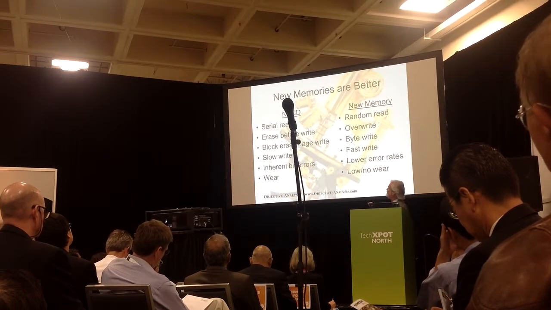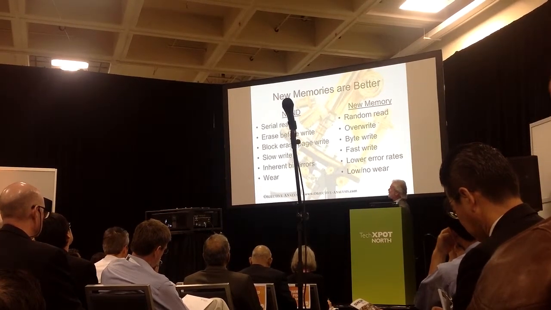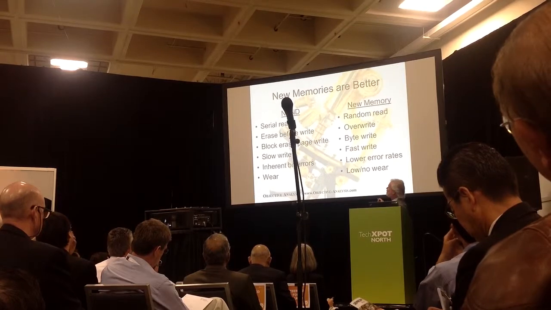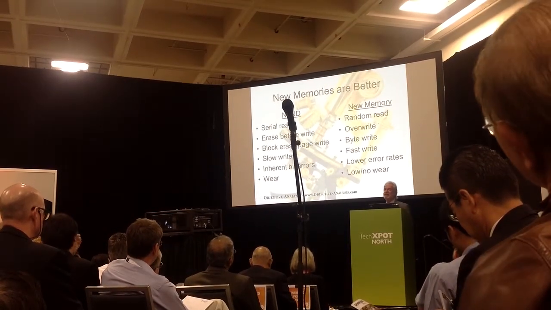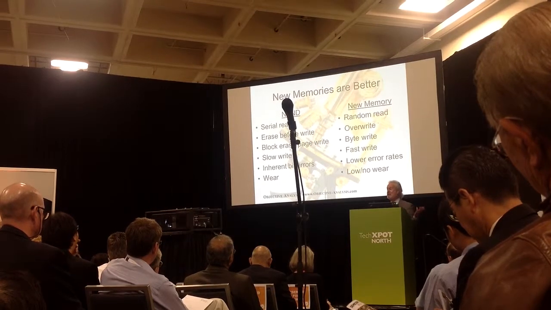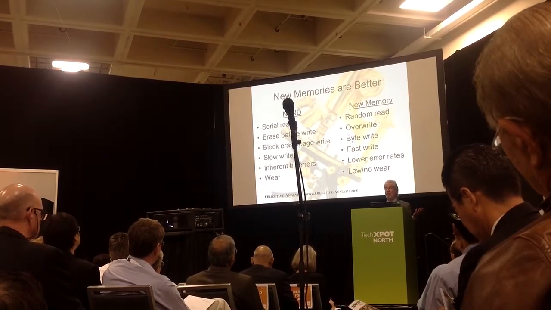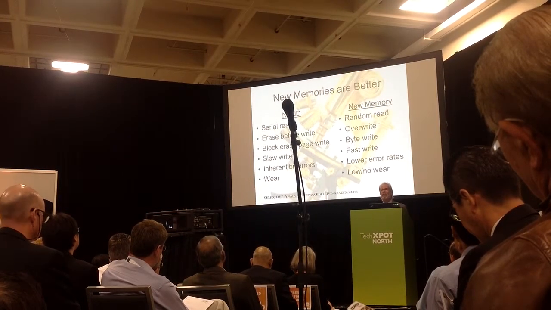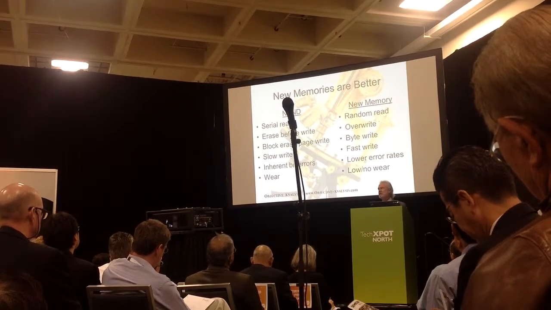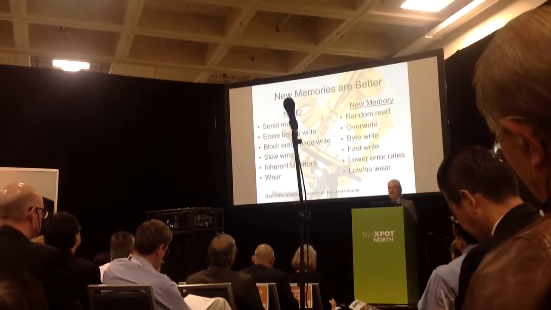I've got NAND here, and attributes of NAND flash that are tricky, and then the new memory here, and you know how they compare against it. So for NAND, you've got serial read. For any of these new memories that I just mentioned, you've got random read. That's an enormous benefit right there. For NAND, you have to erase a block before you write to it. With all of these other new memories, you can just overwrite the old data.